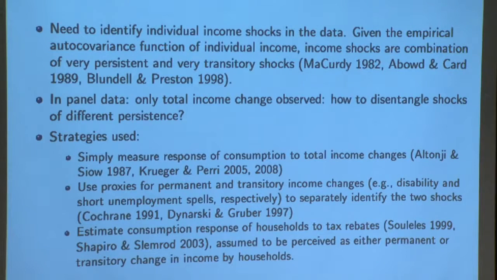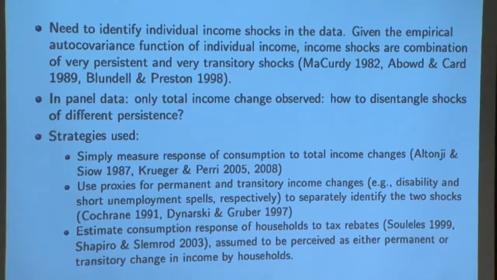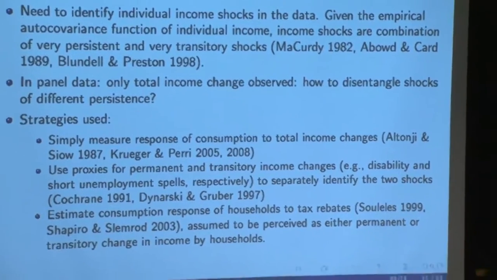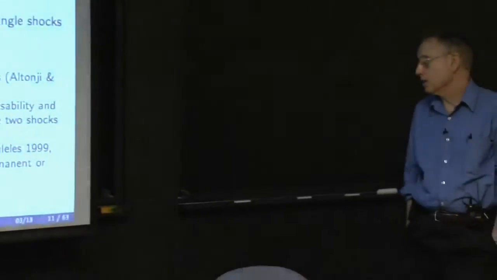You could use proxies for permanent versus transitory shocks. For example, disability might rightly be thought of as a rather permanent shock. Short-term unemployment might be thought of as a transitory shock. So that's another way to try to deal with the problem. And then there's a public finance tax literature. Different people assume different things about different kinds of taxes. Some taxes are assumed to be permanent, others transitory, and then you see how households react to that.